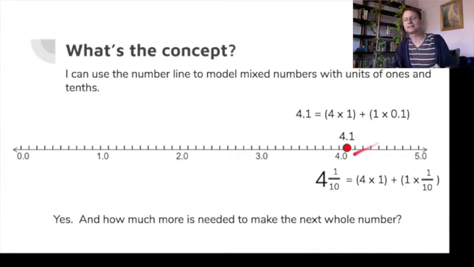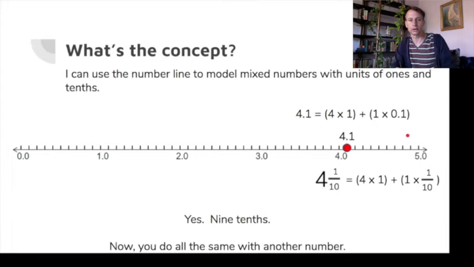How much more do we need to get to the next whole number? Well, we could see it's 5 here. If you really wanted to, you could go boing, boing, boing, boing along the number line and count, but you know what's the difference. How many more tenths do we need from 4 and 1/10 to get to essentially 4 and 10 tenths? Right, we need 9/10 more.